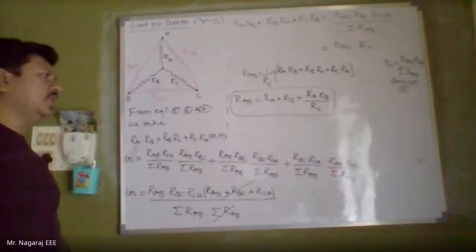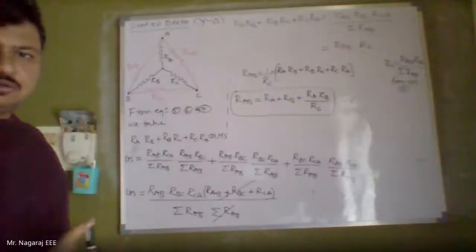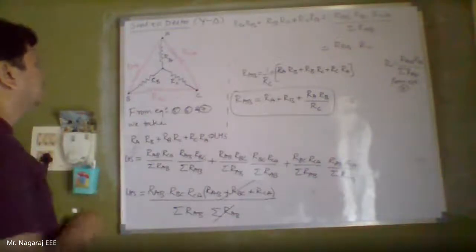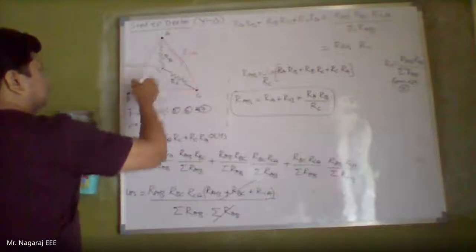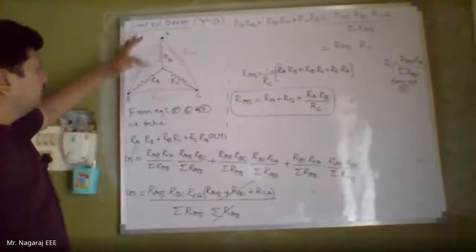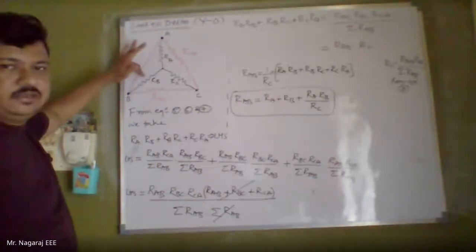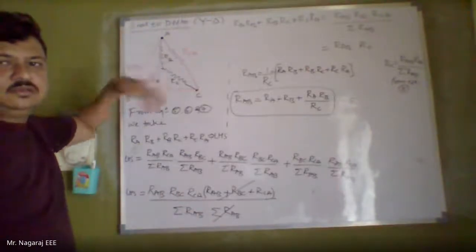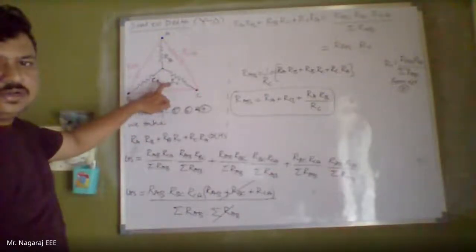RAB is equal to RA plus RB plus RA into RB divided by RC. So how to remember this logically? Now I want the resistance between A and B. Check the two resistances connected to A and B. The sum of the two resistances connected between A and B is RA plus RB. The third term is the product of these two divided by the other one.